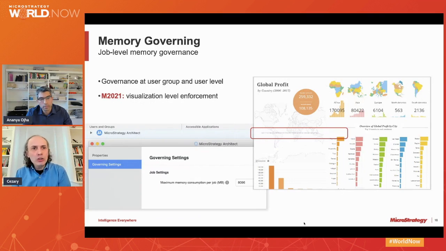In MicroStrategy 2021, we have improved this capability by reducing the impact where before we would fail the entire dossier execution if it exceeds the governing limit. In MicroStrategy 2021, we will now gracefully fail only the specific visualization that consumes excessive amounts of memory. And again, governing this capability is available from the convenience of MicroStrategy Workstation.